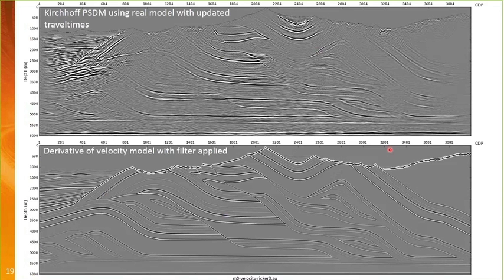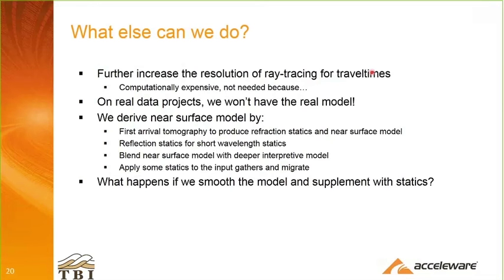So now on the top I'm showing our Kirchhoff PSDM with the real model, like I said, with slight smoothing on the model and with updated travel times. And you can see now that we're capturing a lot of the reflectivity, but in some areas, especially where I was pointing out before under these complex near surface areas to the left and also over here to the right, we're still not getting a very clear image. So what else can we do?